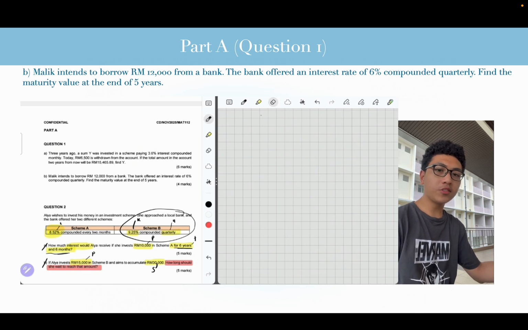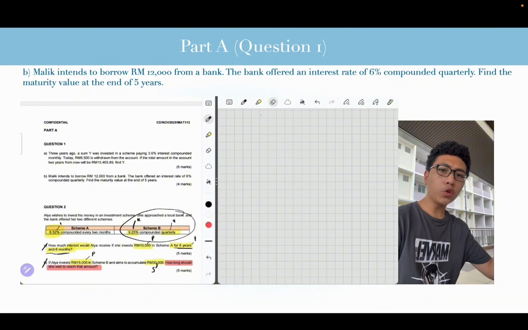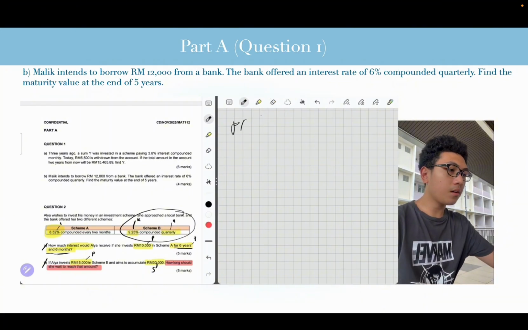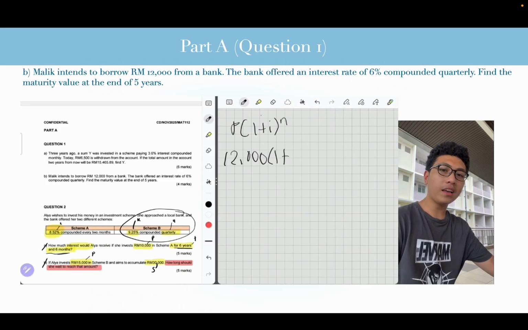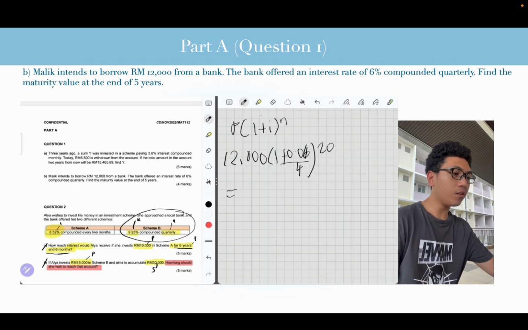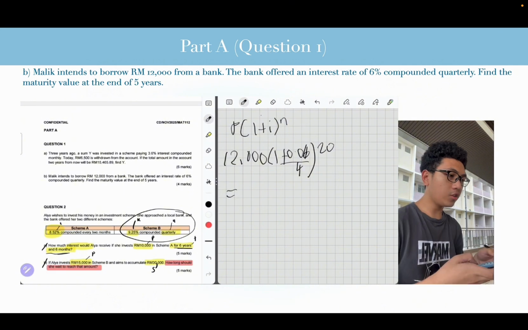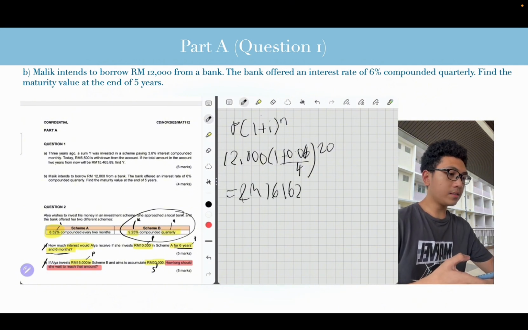The bank offered an interest rate of 6% compounded quarterly. Find the maturity value after 5 years. So, for this question, you need to use the compound interest formula, which is P times 1 plus I to the power N. So what's your P? 12,000 times 1 plus I, what's your I? I is K over M. What's your K? 0.06. And what is your M? 4, because it's compounded quarterly, to the power of N. What is your N? M times T. What's your M? 4. What's your T? 5. So 4 times 5 is 20. Now you can calculate the maturity value. So you will get RM16,162.26.